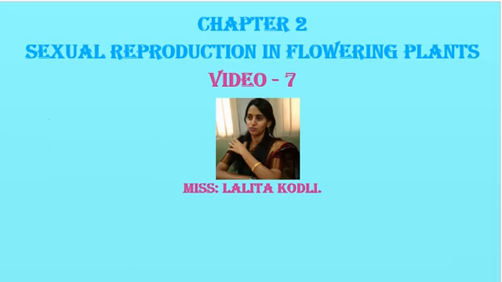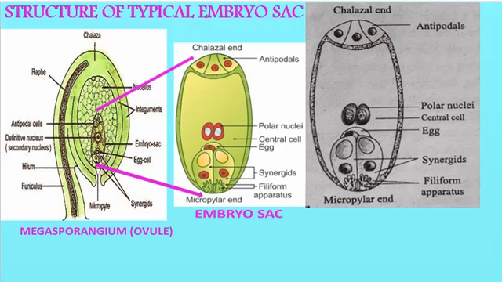Okay. Now, what is another name for embryo sac? The other name for embryo sac is female gametophyte. The female gametophyte is also known as embryo sac. Where do you find this embryo sac? Look at this. In the previous video, we learnt about the structure of megasporangium or ovule.